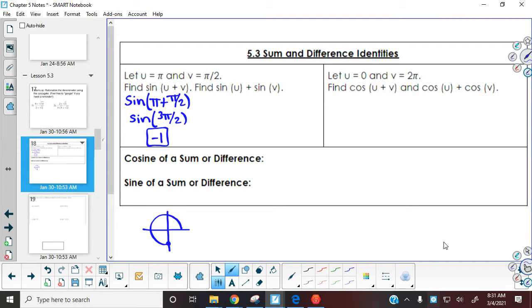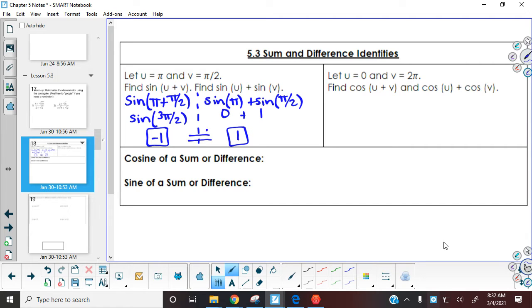Now, if you take a look at the second one, if you do sine of pi plus the sine of pi over 2, sine of pi, we take a look at our unit circle, is going to be right here, which means that sine value is 0. Pi over 2 is just up at the top there, so that's going to be a 1. 0 plus 1 is 1. And so we take a look at these two things here, we recognize that those are not equal.